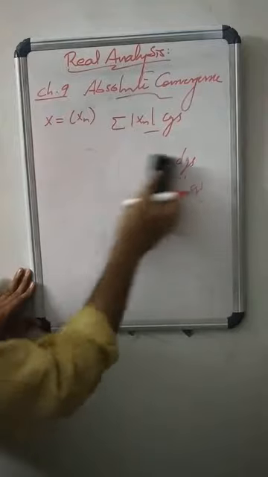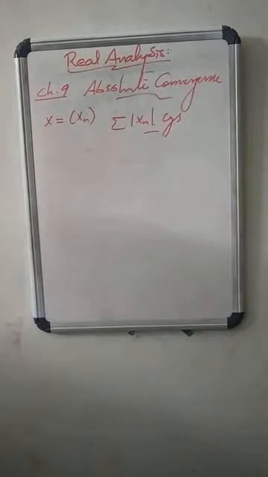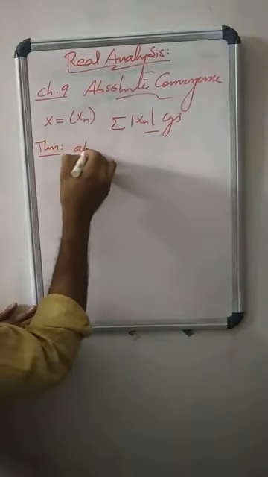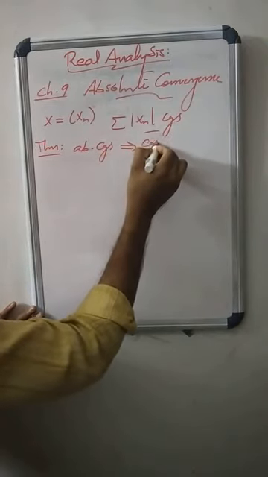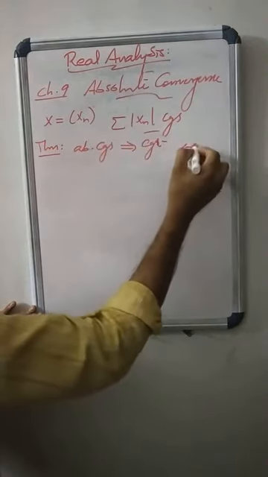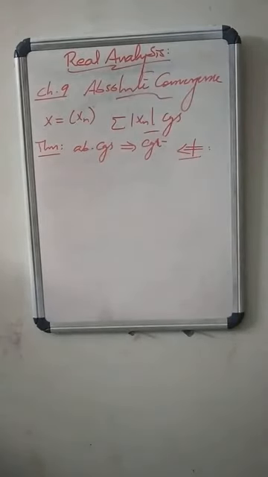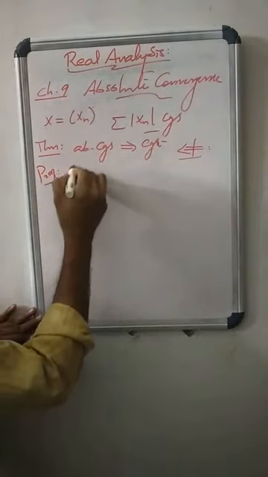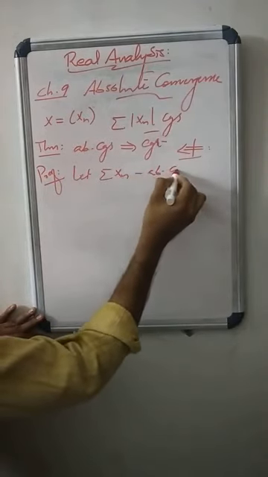So, what is the relation between convergence and absolute convergence? Does convergence imply absolute convergence, or vice versa? Clearly, absolute convergence always implies convergence. What about the reverse inclusion? The reverse inclusion need not be true. Absolute convergence always implies convergence. Why? Let sigma xn be absolutely convergent.